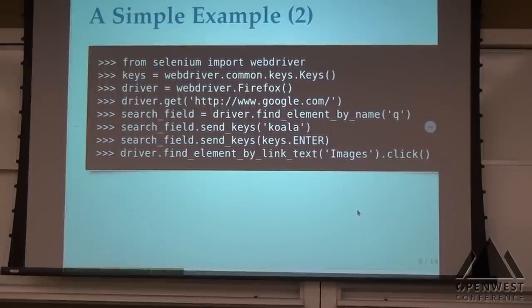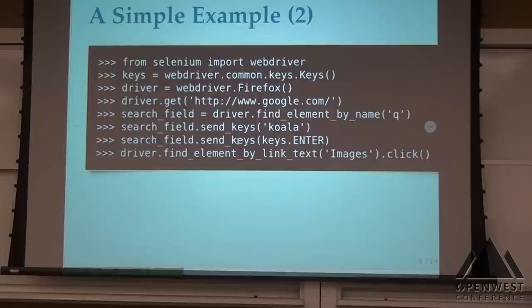So going a little bit further, once we have the google.com page up, the line here, we'll find the q element on that page, which, if you've ever looked at the source code of the Google homepage, is the search field where you type your query. And storing that in the search_field variable here. And then once we have that, we can use the send_keys method to send the word koala, and that'll type it into the search field.